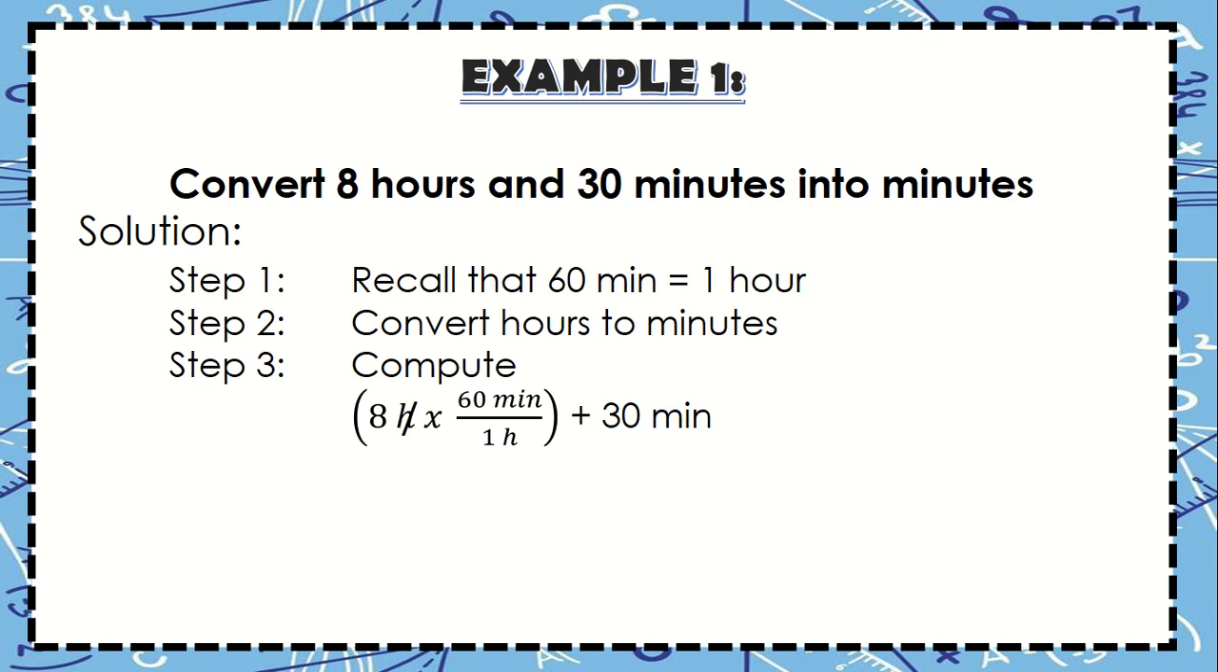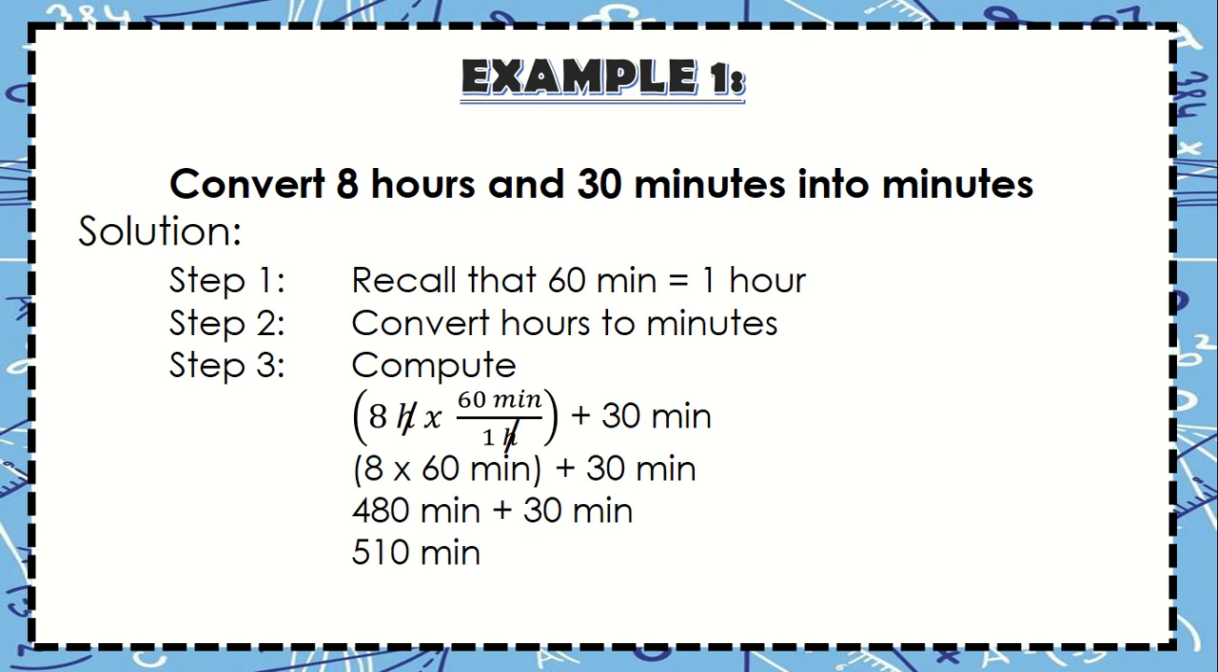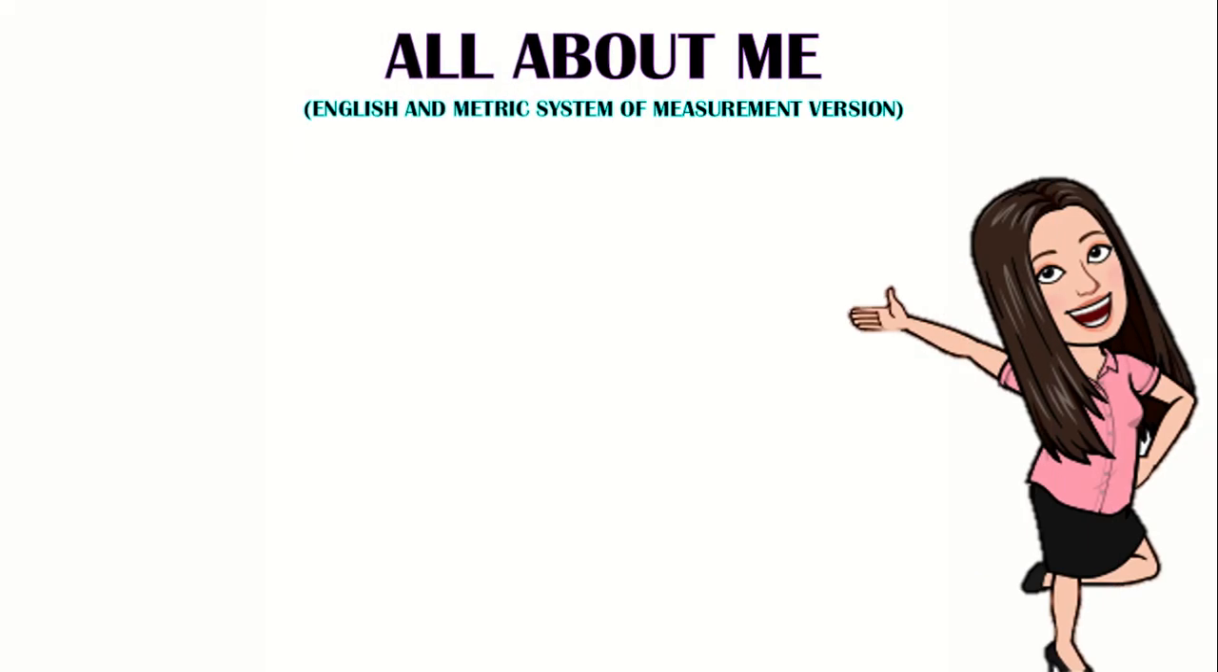So, makakancel yung ating hour na unit, matitira na lang ay yung minute. 8 times 60 minutes will give us 480 over 1 or simply 480 minutes plus 30 minutes. So, we have 510 minutes. 8 hours and 30 minutes is equivalent to 510 minutes.